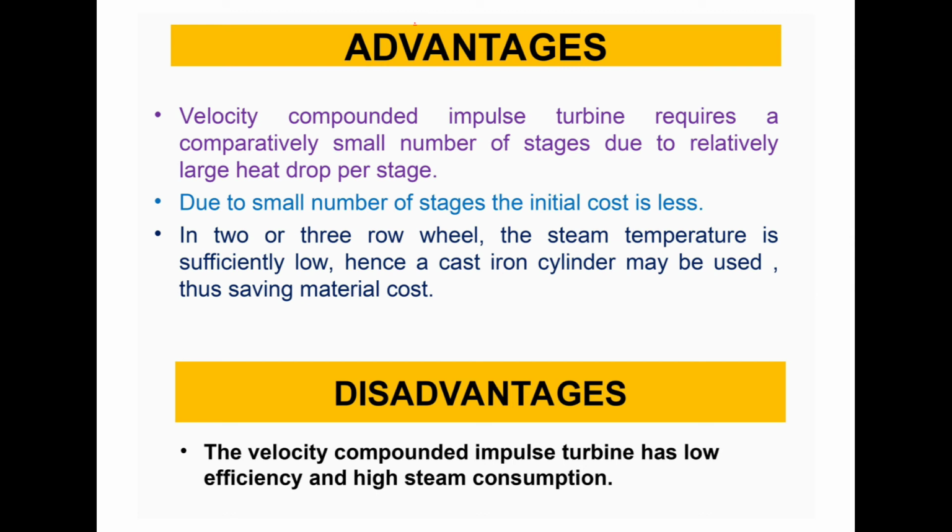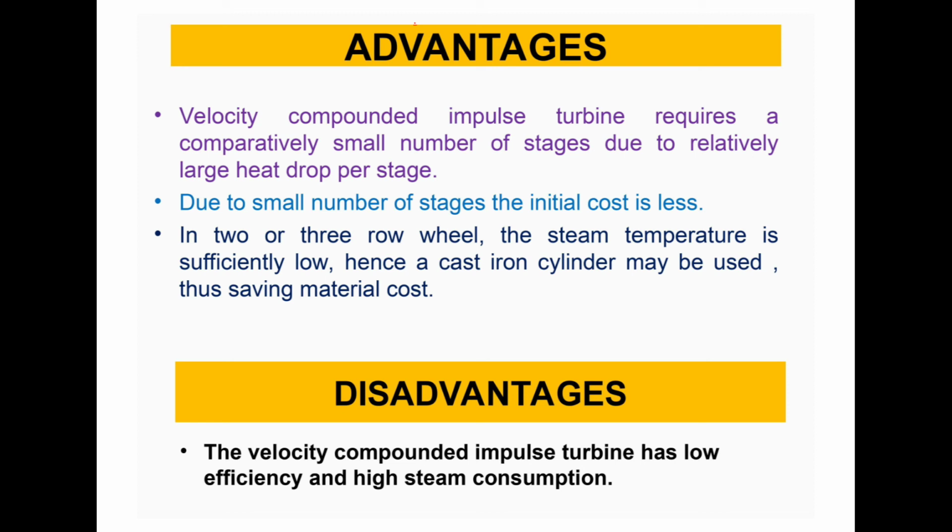Due to the small number of stages, the initial cost is less. The small number of stages means that fixed blades and moving blades will be fewer, due to the nozzle provisions. Because of the nozzle, we can achieve that initial high velocity and pressure drop. Due to the pressure drop, we are able to regulate the rotation of the shaft, so we can get the required controlled speed of the shaft. In a two or three row wheel the steam temperature is sufficiently low, hence a cast iron cylinder may be used, thus saving material cost.